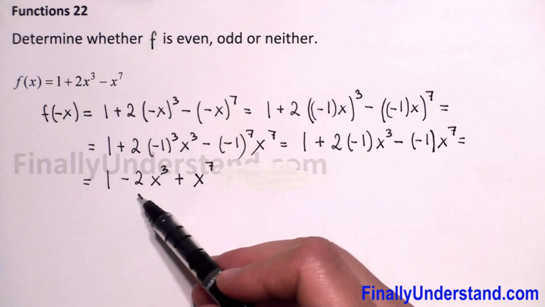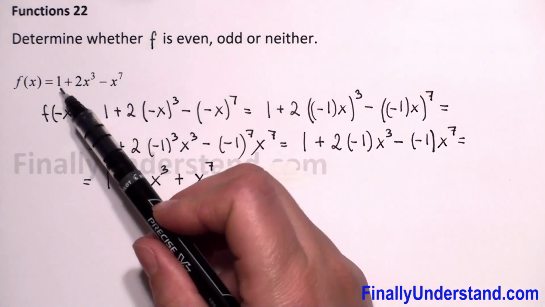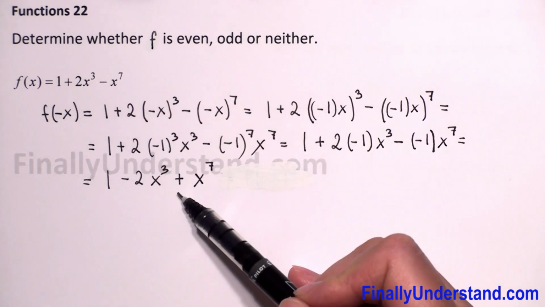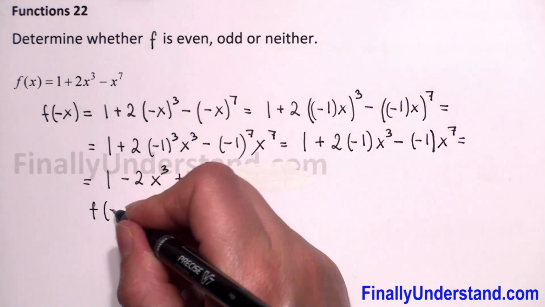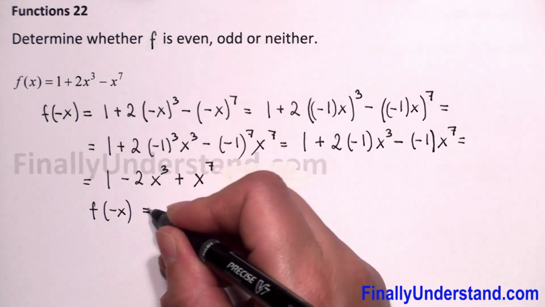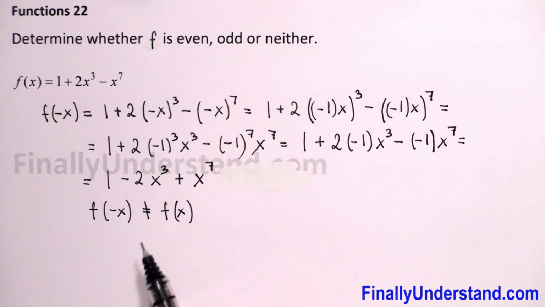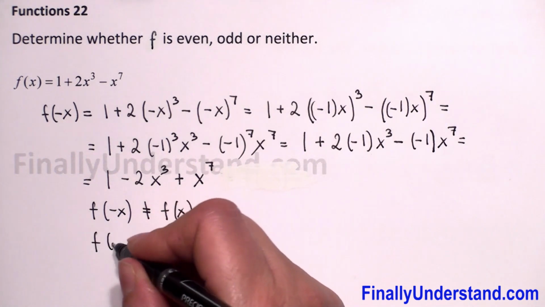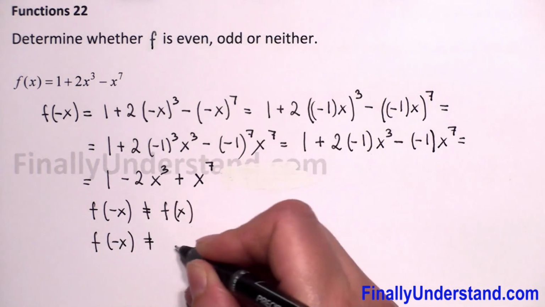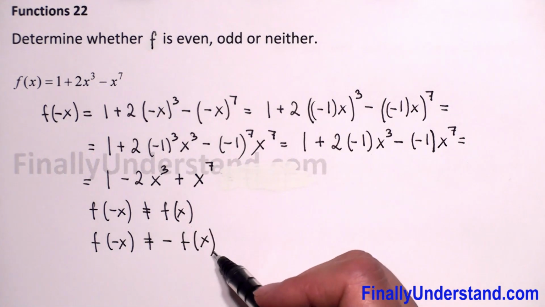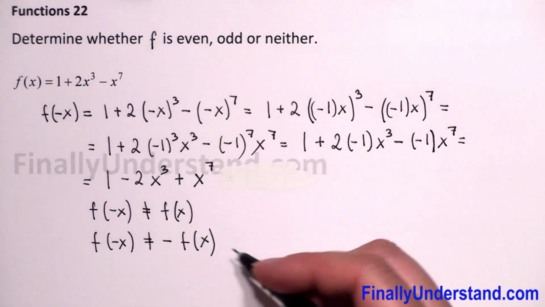Now we have to compare what we got from the beginning. We have 1 and we have different signs. It means f of negative x is not equal f of x. So our function is not even. And f of negative x is not equal negative f of x. It means our function is not odd. So we can say our function is neither.